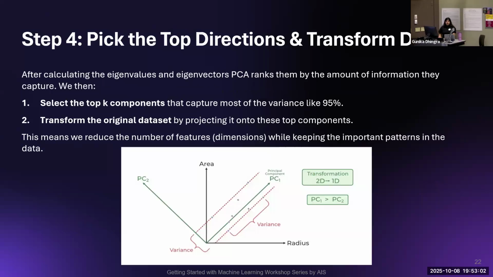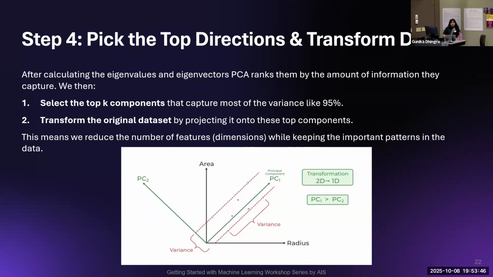Now the next step is, let's say we have calculated all of this. We want to finalize what the top directions are and how they transform the data. So after calculating the eigenvectors and their corresponding eigenvalues, PCA ranks all of those, and then we select the top K components out of it. Let's say the components that capture most of the variance, 95% or more. They basically determine how the entire scope of the analysis looks. And then we finally create our reduced data set from all those features, using the top K components that we have selected.